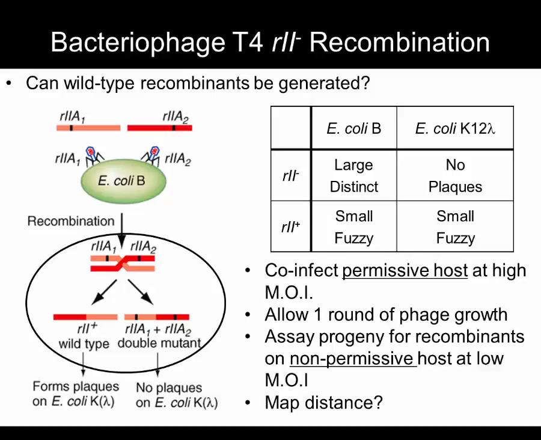Each plaque indicates a recombinant wild-type phage, though it's important to note that the wild-type phage are only half of the recombinant progeny, and the recombinant double mutants are indistinguishable from the parental single mutants. So we take 2 times the wild-type progeny as our recombinant count, divide by the total number of progeny phage plated, and multiply by 100 to get the map distance.